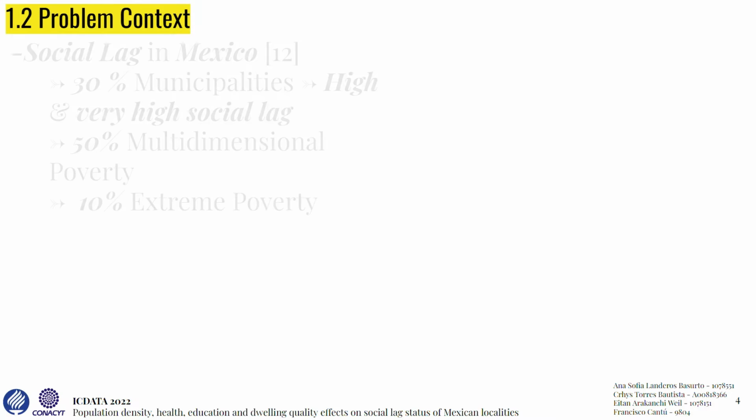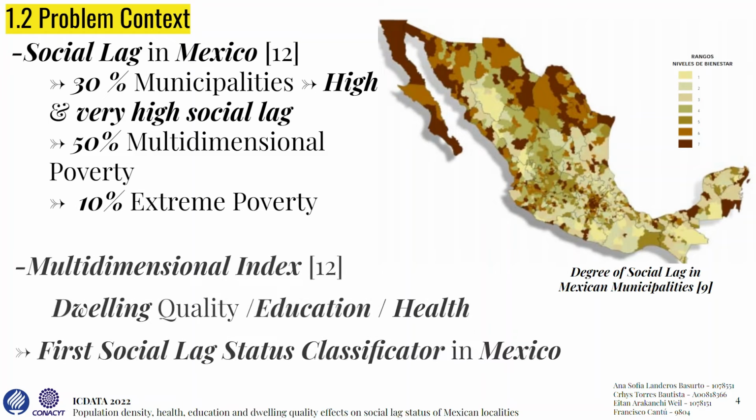So when looking into the problem context, social lag is an indicator that measures social development in Mexico, and it takes into account economic and social aspects represented by 11 variables. In Mexico, 30% of municipalities have a high or a very high social lag, and nearly half of the population is living in multidimensional poverty, and 1/10 of the population is living in extreme poverty.